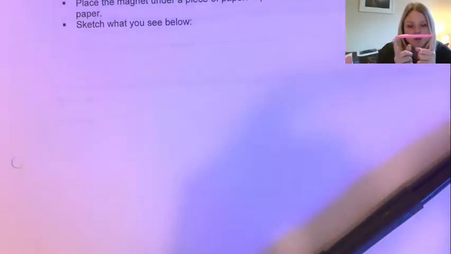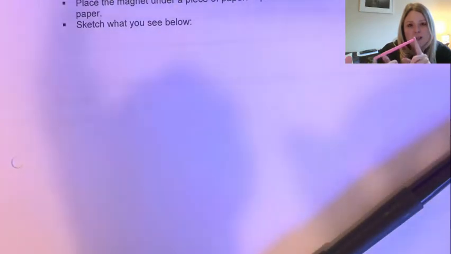So if I have one of those, you know the wee red and blue ones we use in school, if I have one of those wee bar magnets, they're not that strong.